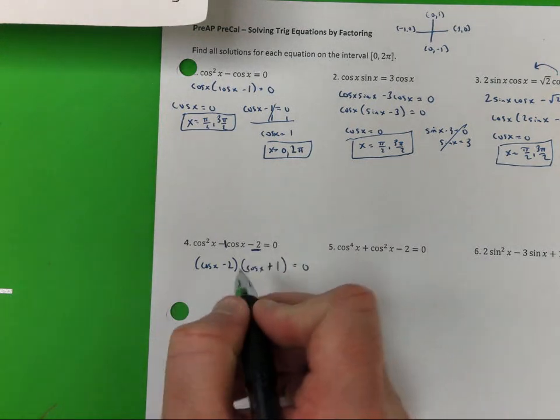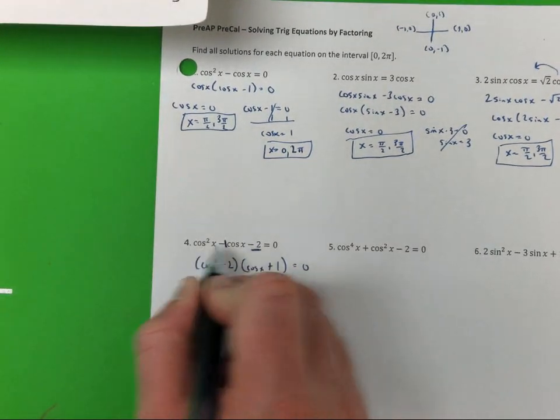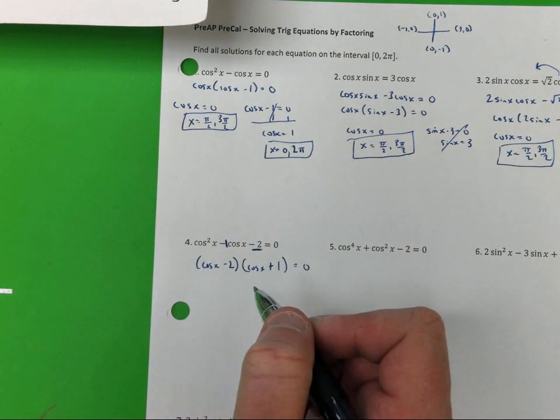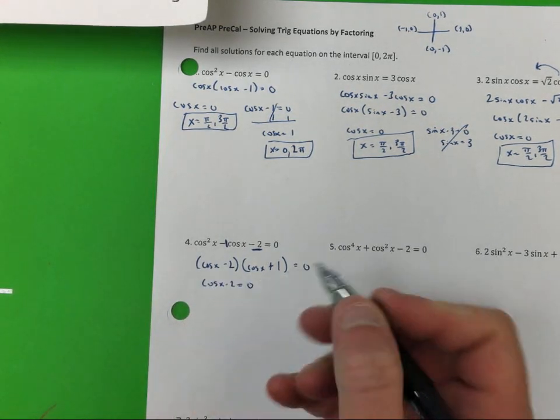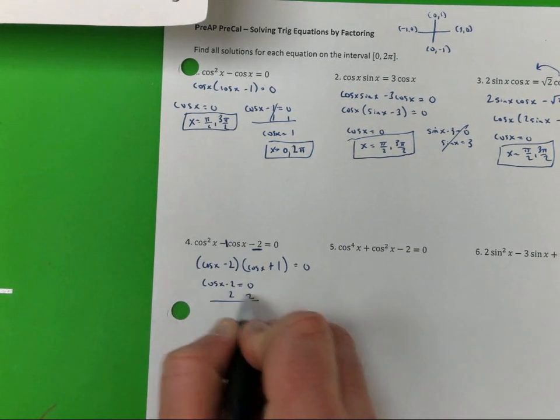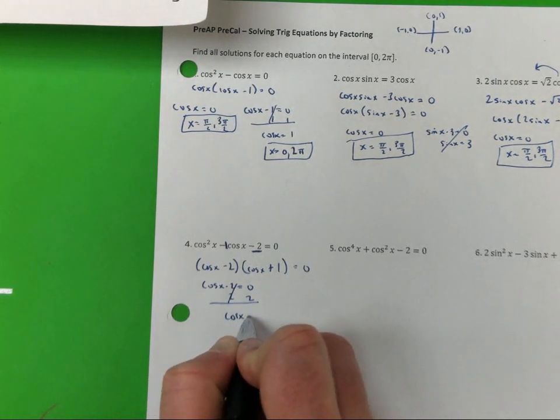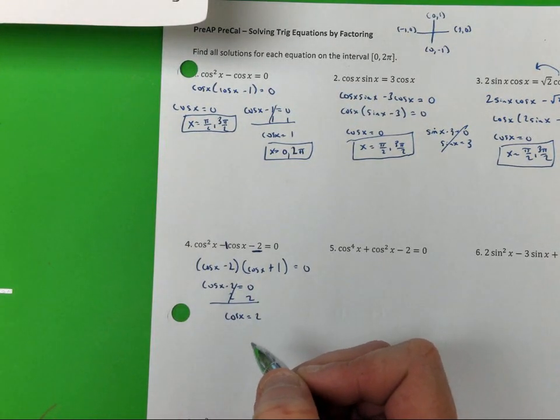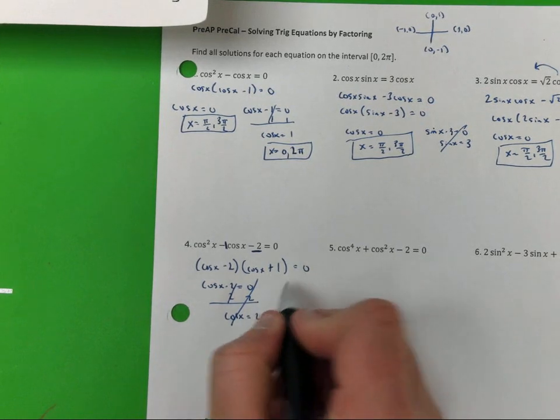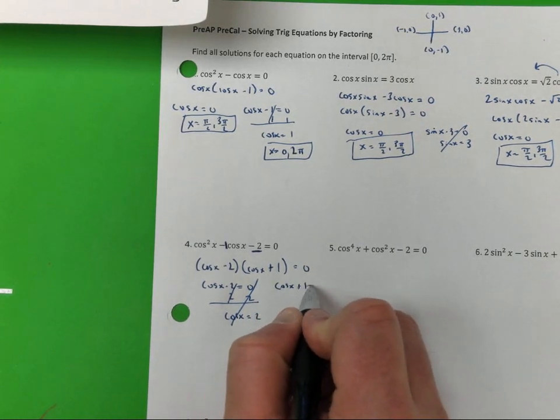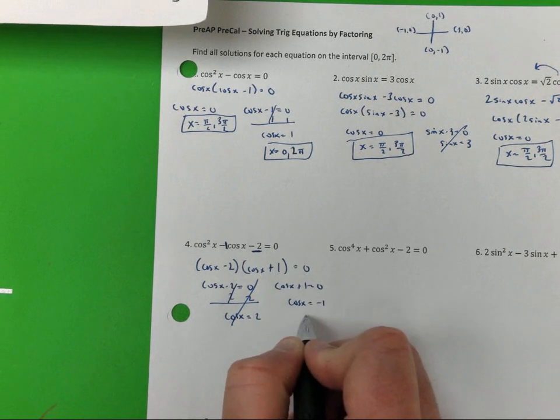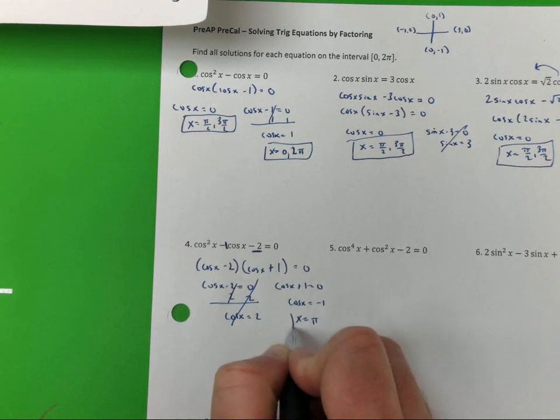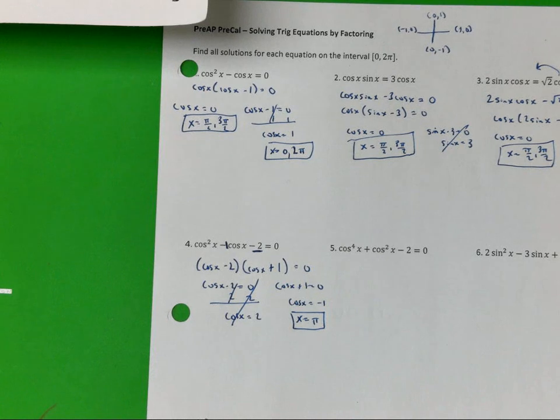Alright, now, if you ever want to check, you can fill it out and see if it gives you the same thing you wanted. Alright, now I'm going to set both of them equal to 0. Move this over. Is there a cosine value of 2 in the unit circle? No, so you can mark that out. Cosine x plus 1 equals 0. Move that 1 over. That would be pi. So your only answer for that particular problem is pi.